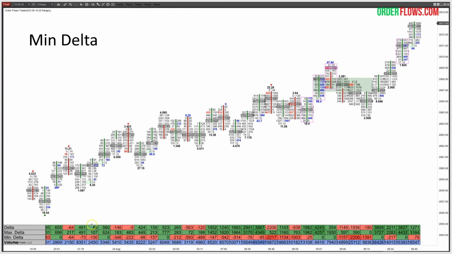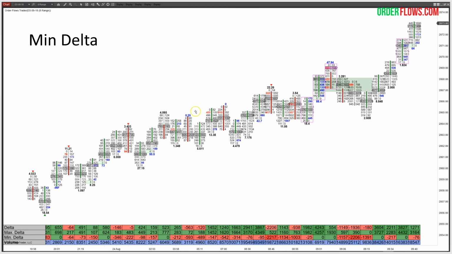Okay, so now here's the min delta. As you can see, it's negative. Now, sometimes people get transfixed on looking at min deltas, and this is something you'll pick up over time. I don't like to necessarily compare the max delta to the min delta. I'd rather look at the final delta.